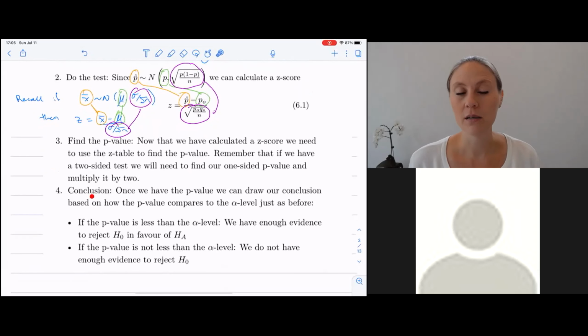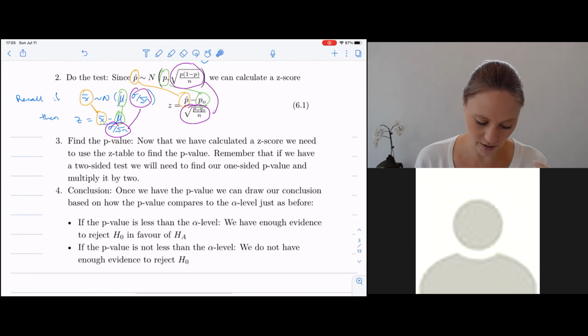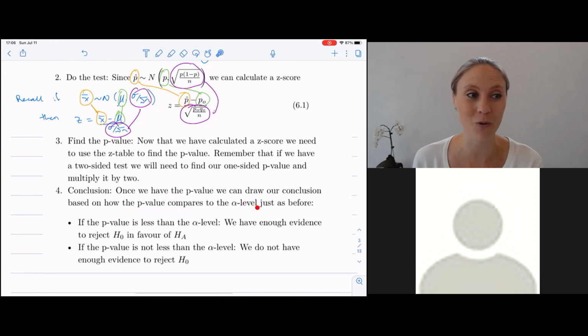Your conclusion is the exact same. So once you have your p-value, right, then you know what to do with that p-value. So once we have the p-value, we can draw our conclusion based on how the p-value compares to the alpha level, just as before. And I figured, hey, it doesn't hurt to have this summary here again, right? If the p-value is less than the alpha level, we have enough evidence to reject H naught in favor of HA. If the p-value is not less than the alpha level, we do not have enough evidence to reject H naught.